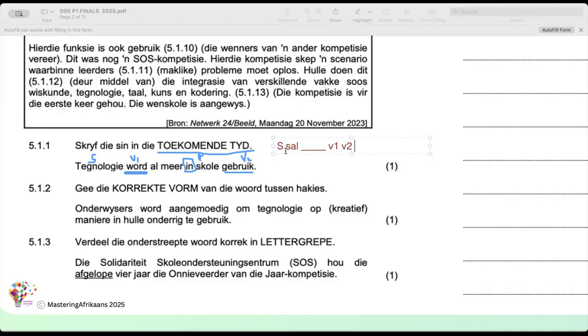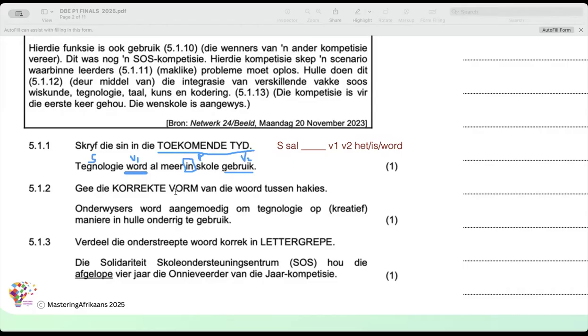So your answer here would be "Tegnologie sal al meer in skole gebruik word," because remember, the exception is that het, is, and word go at the very end of a sentence. Okay, remember that rule? Het, is, and word go at the very end of a sentence. So the answer here would be "Tegnologie sal al meer in skole gebruik word."